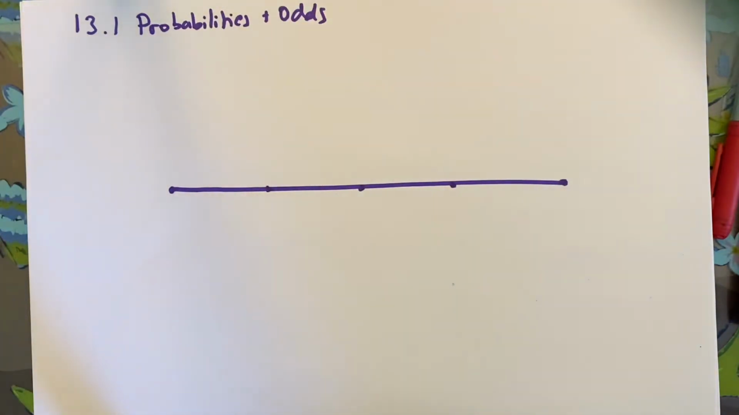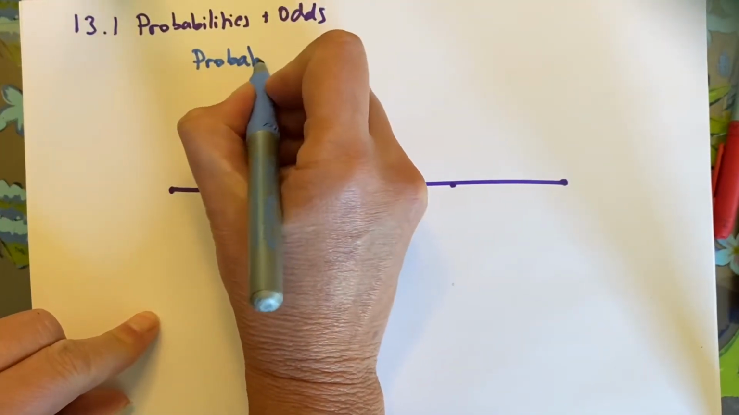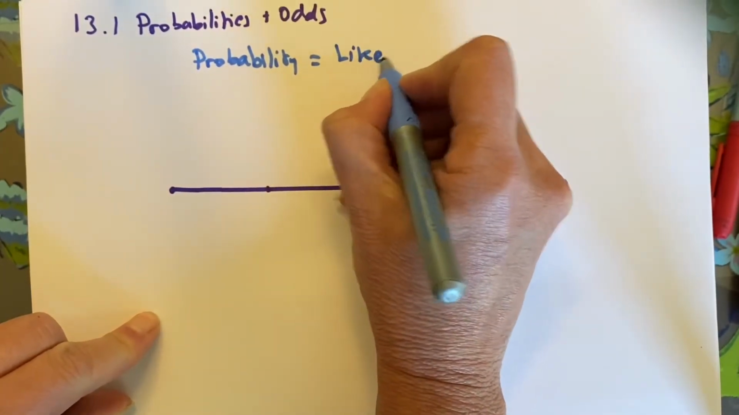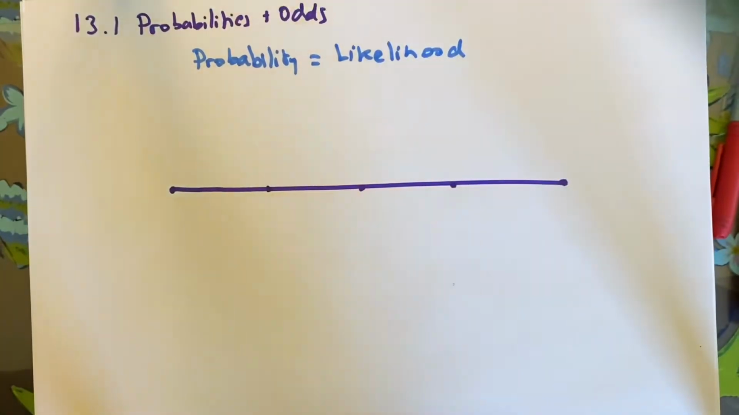The second part of this is to talk about what probability is. Probability is just likelihood. If you want a synonym for probability, it just means likelihood. How likely is something to happen? That's all. And so we can define this in terms of percentages.